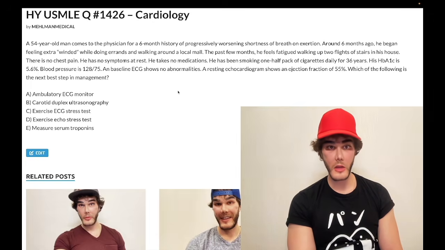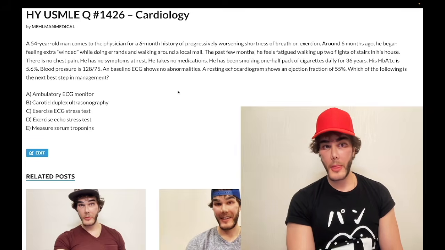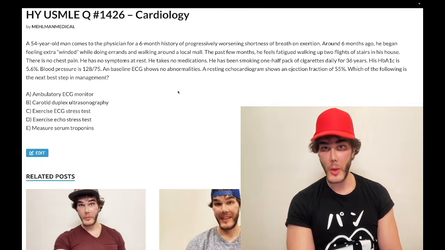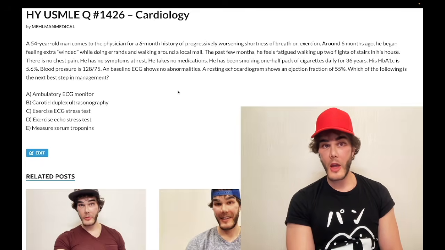Choice C, exercise ECG stress test, is wrong. This is challenging, okay? The correct answer is D, exercise echo stress test. Now, this is what's going to go down. If they give you angina pectoris, which this patient doesn't have, and there's no silent ischemia as well, we didn't give you diabetes, nothing like that, sometimes elderly women. He doesn't have angina pectoris.